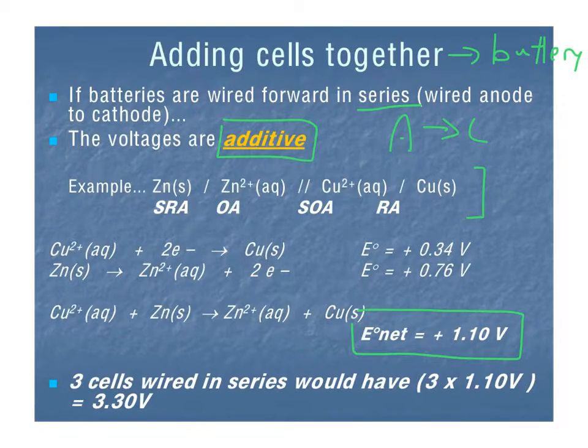If we're to take 3 of these zinc copper cells and wire them together in series, so again, anode to cathode, and link them all into a voltmeter, we should see a total potential of 3.30 volts, because that's 3 times 1.10 volts.